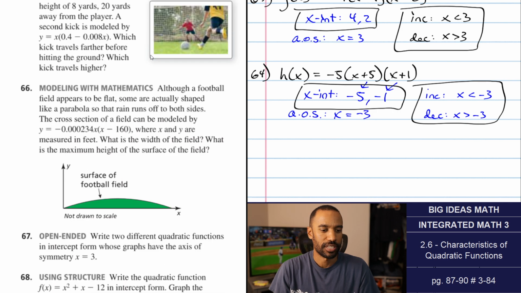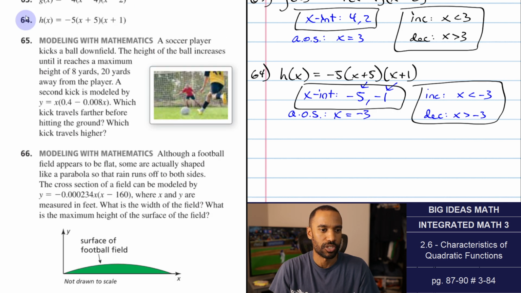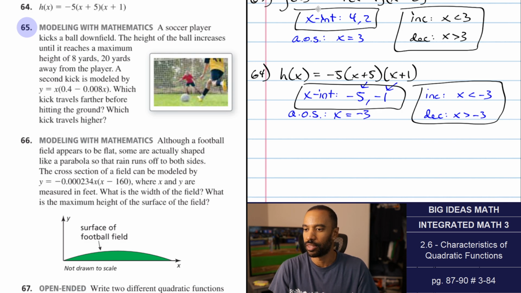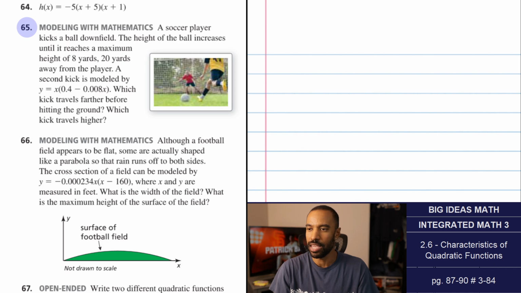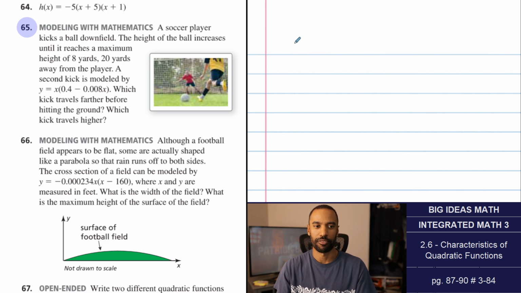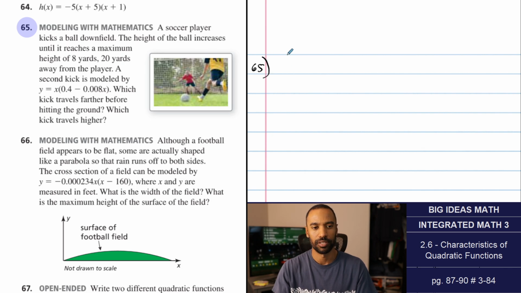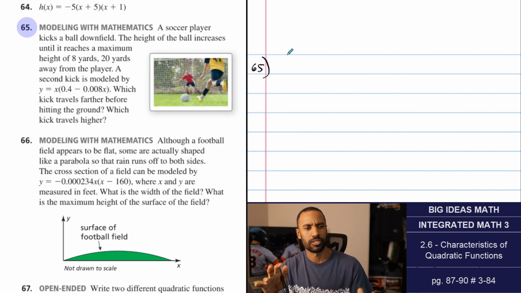Number 65 and 66 are modeling with mathematics, so let's take a look. A soccer player kicks a ball downfield. The height of the ball increases until it reaches a maximum height of 8 yards, which is 20 yards away from the player. So, ooh, that's probably the way we should have said the shot put in basketball ones. Away from the person. Maybe I did say that.